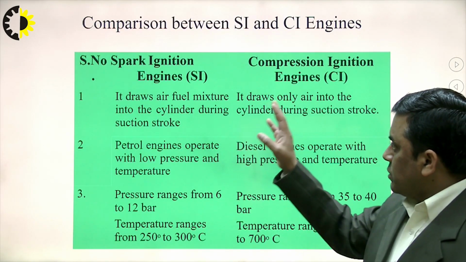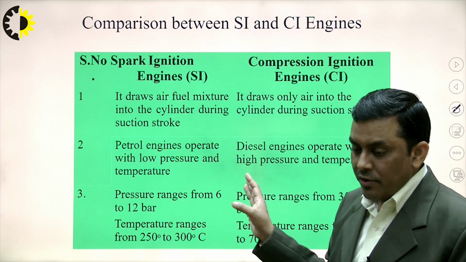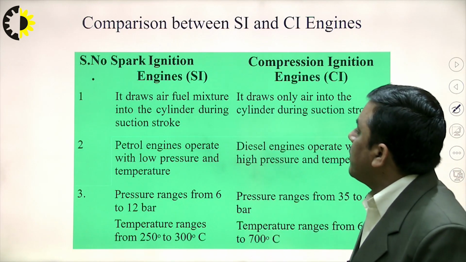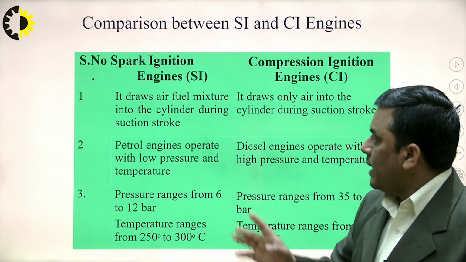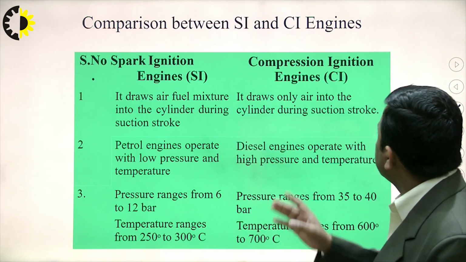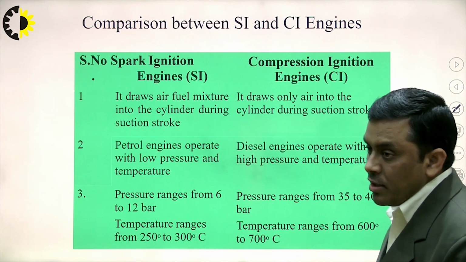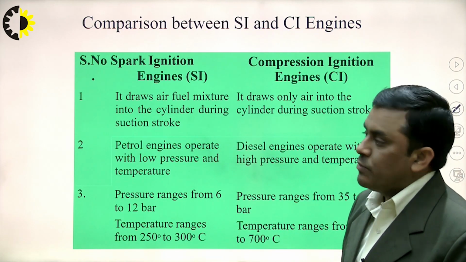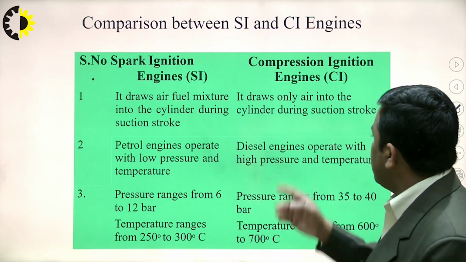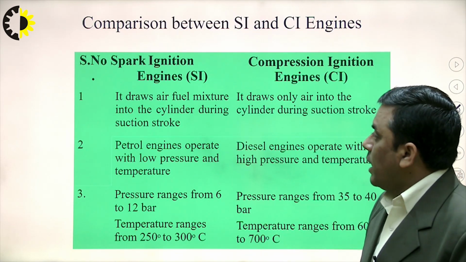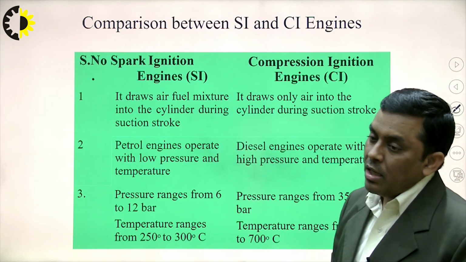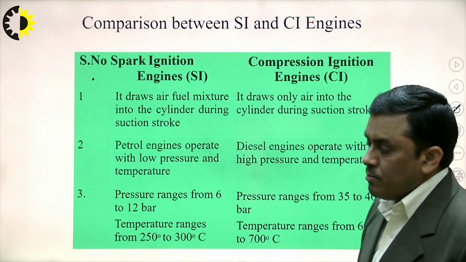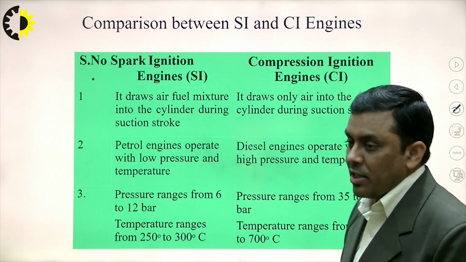Now, I would like to summarize the entire discussion related to the IC engine in comparison. First, I am comparing the SI and CI engine. SI means spark ignition engine, CI means compression ignition engine, and in the spark ignition engine the working fluid is petrol. In the CI engine the working fluid is diesel, and whenever I am talking about the petrol engine, then obviously the mixing of air and fuel takes place in the carburetor.